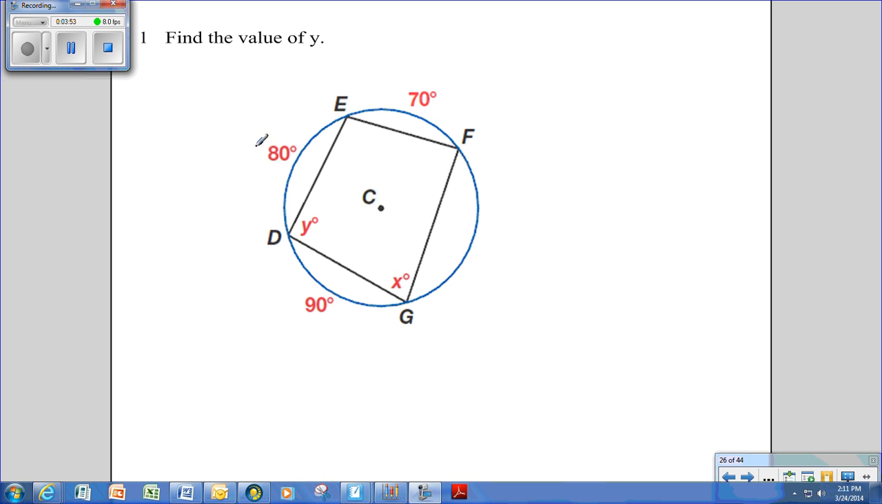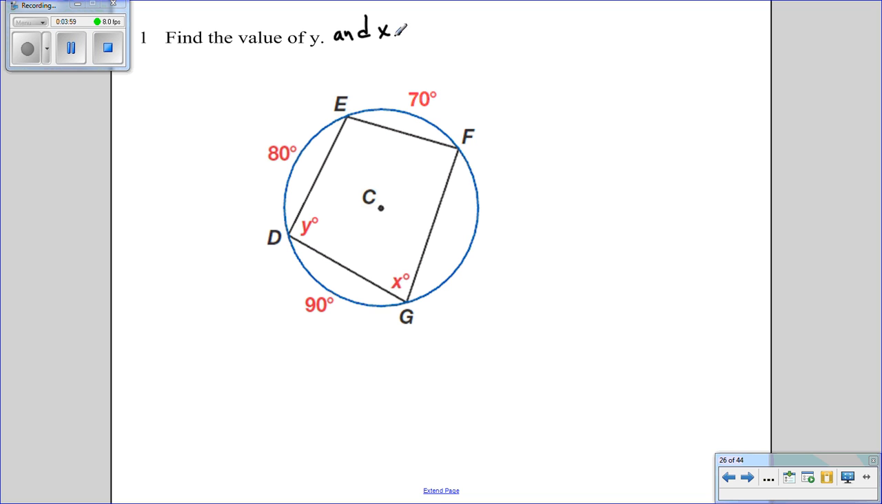Here's another example. We're going to find the value of y and x. And this is, again, the concept that an inscribed angle is half of its intercepted arc. Let's start with angle x here. This one labeled x, which is angle DGF. Now, this angle starts here and goes all the way around to here. So the arc I'm using here would be this arc DEF. So I know that angle G is equal to half the measure of arc DEF.